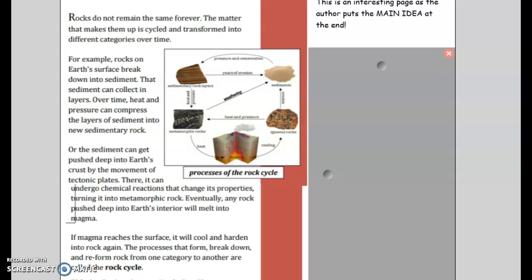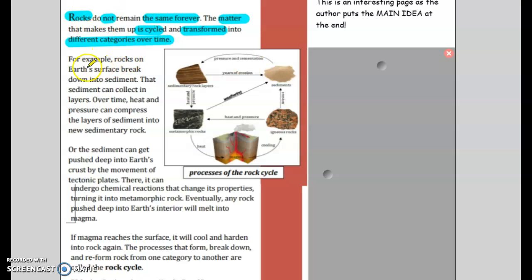Rocks do not remain the same forever. The matter that makes them up is cycled and transformed into different categories over time. Oh, there's that word matter again from the other unit. Okay, I'll use blue. Rocks not the same forever. The matter is cycled and transformed into different categories over time. So one type of rock can be turned into another kind of rock, depending on different processes it goes through.